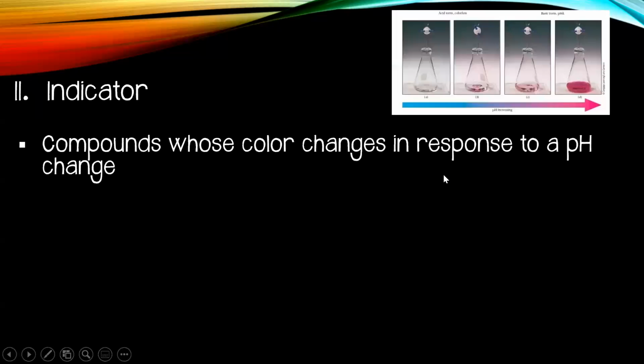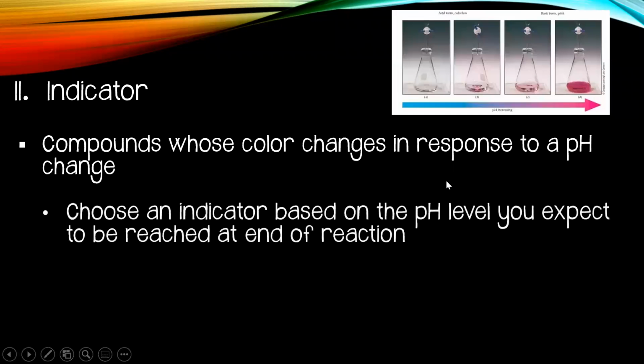So indicators are important to titration. You have to add an indicator in order to see results. So an indicator is basically a compound whose color will change in response to a pH change. You must make sure that you choose an indicator that's going to actually work for the pH you're expecting.